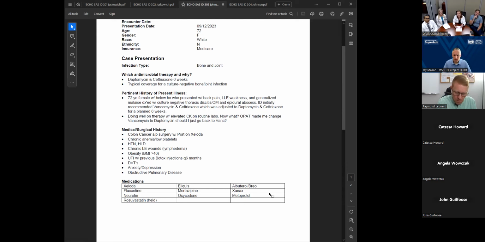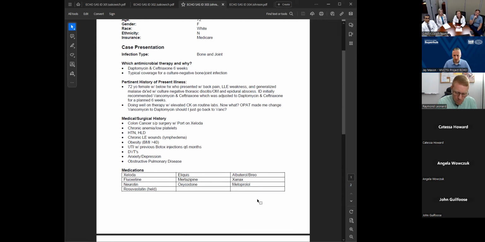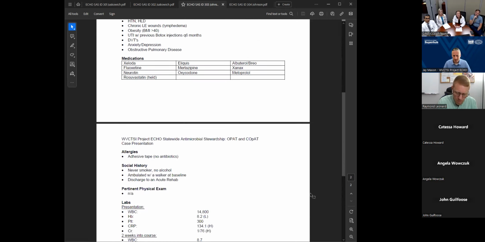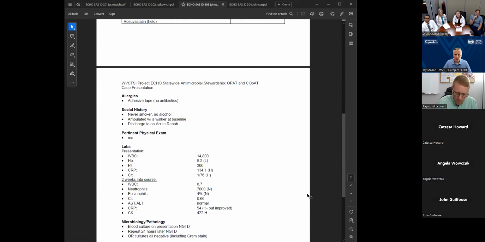I think I went through her past medical history in terms of medication. Just to highlight, she was on a statin, which was actually held. And then she was on some serotonergic agents, which will come up as we move along, Remeron and Prozac. And allergies, really none.